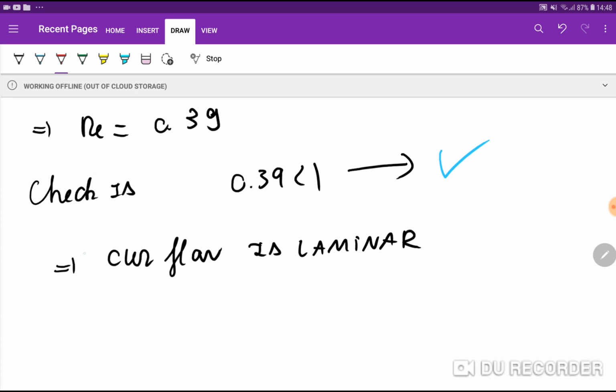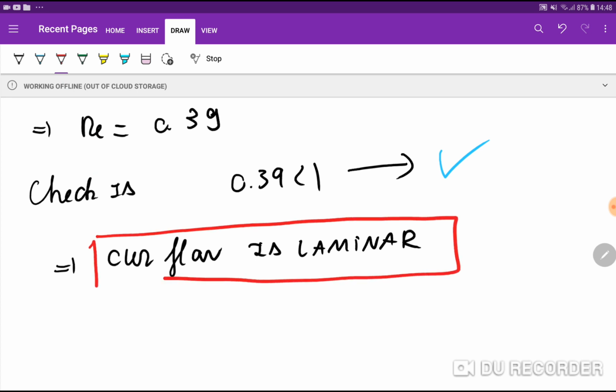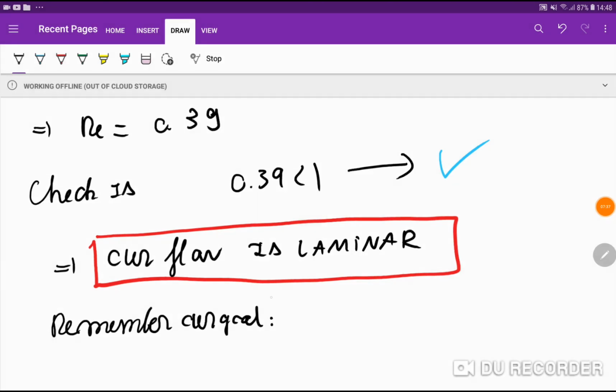Perfect, perfect. So the Reynolds number makes sense. We confirmed our flow is laminar. And then what? How can we find UT? How can we find the terminal velocity? Because remember our goal. Let me check the time. Okay, perfect. Terminal velocity. Okay, that's the goal.